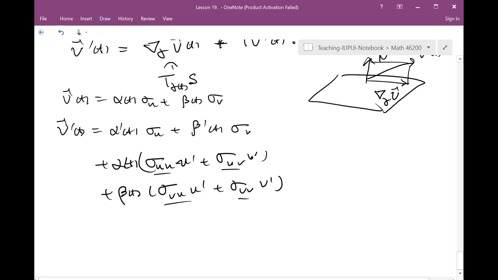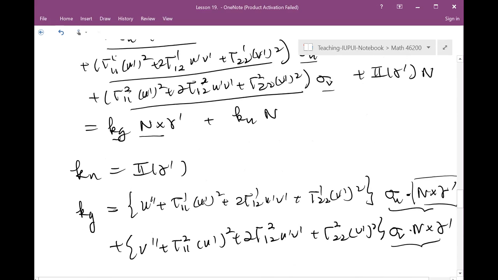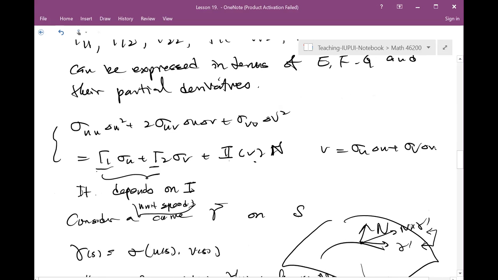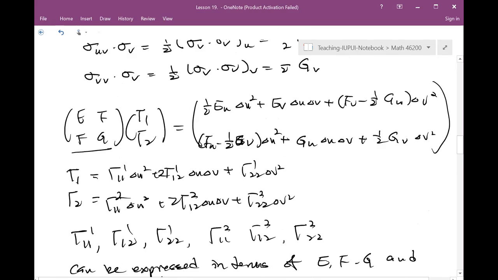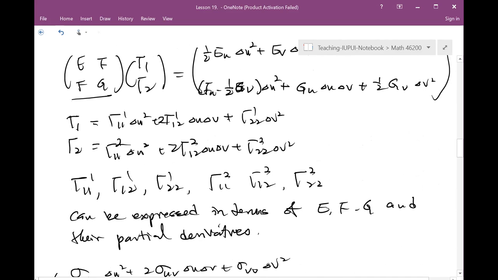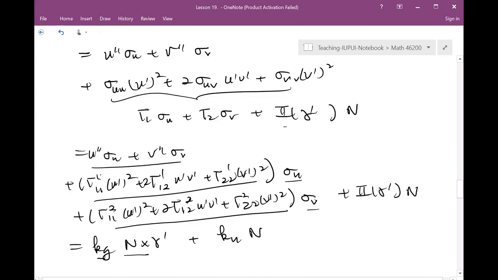Then we ignore the normal part, which is perpendicular to the tangent plane. We have to go back to see how we expressed sigma UU and sigma UV. So this is our formula here. Let's recall our notation.